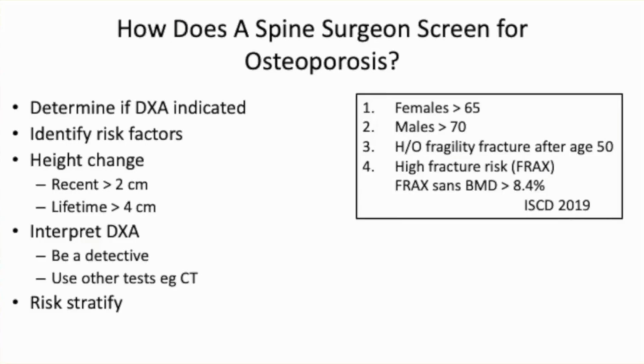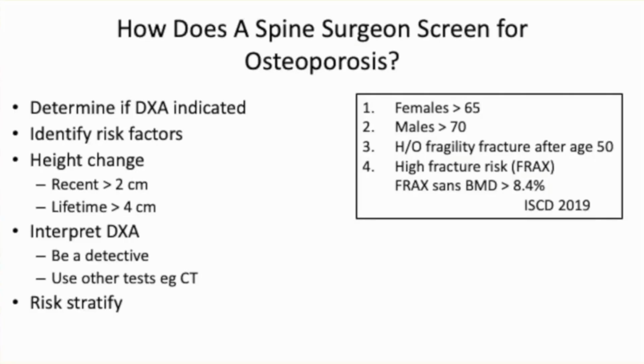So what does a spine surgeon do in the office to screen for osteoporosis? Keep in mind, I'm not advocating getting a DEXA scan on every single patient. What I am advocating is the patient's bone health be assessed to determine if a DEXA is warranted. And you do that by looking at risk factors, perhaps calculating a FRAX score without BMD. Look at height change. If they've had a recent height change greater than 2 centimeters or lifetime greater than 4 centimeters, they're very high risk for osteoporosis.